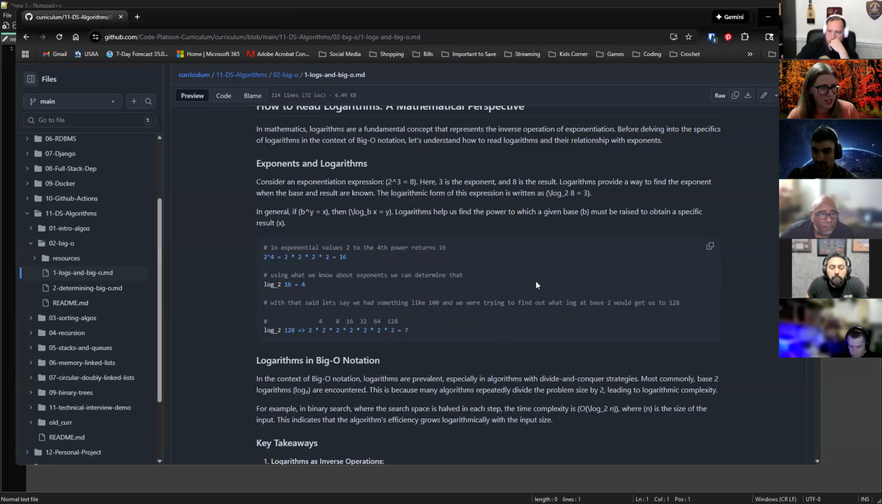Any questions on that so far? Are we tracking? We're following along how to take from our exponential values here to using a logarithm.